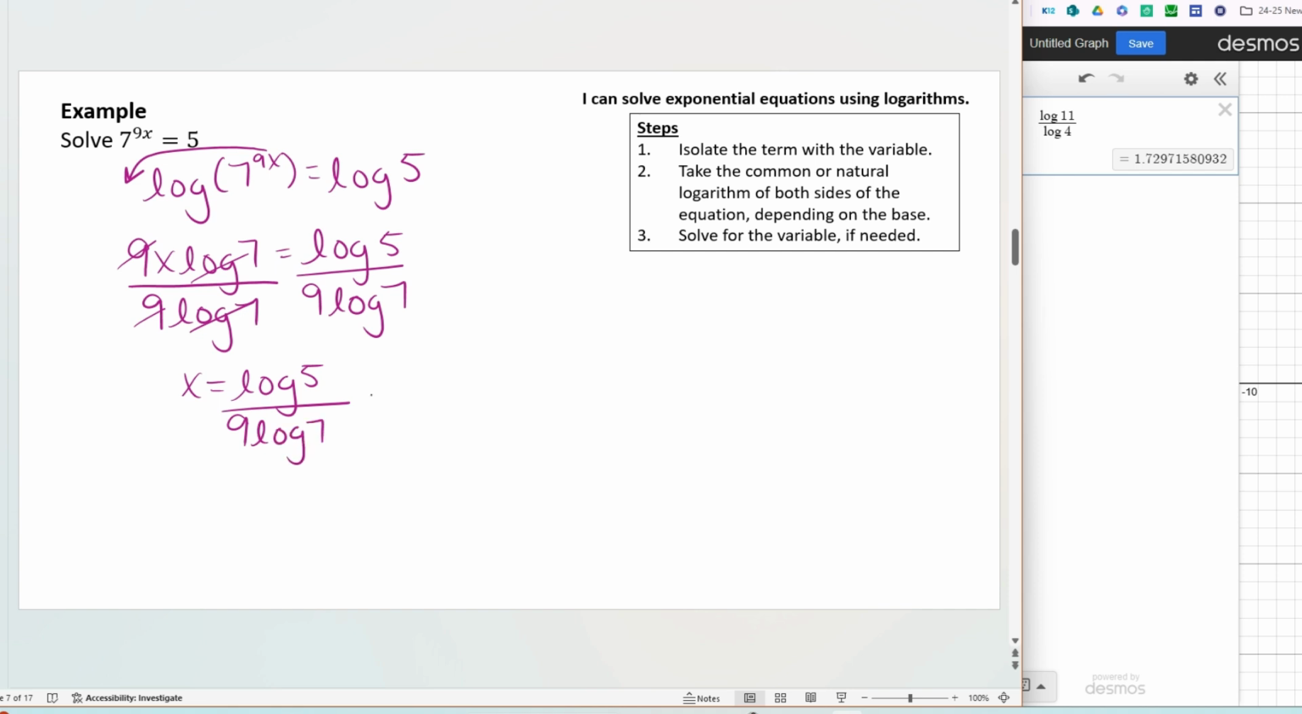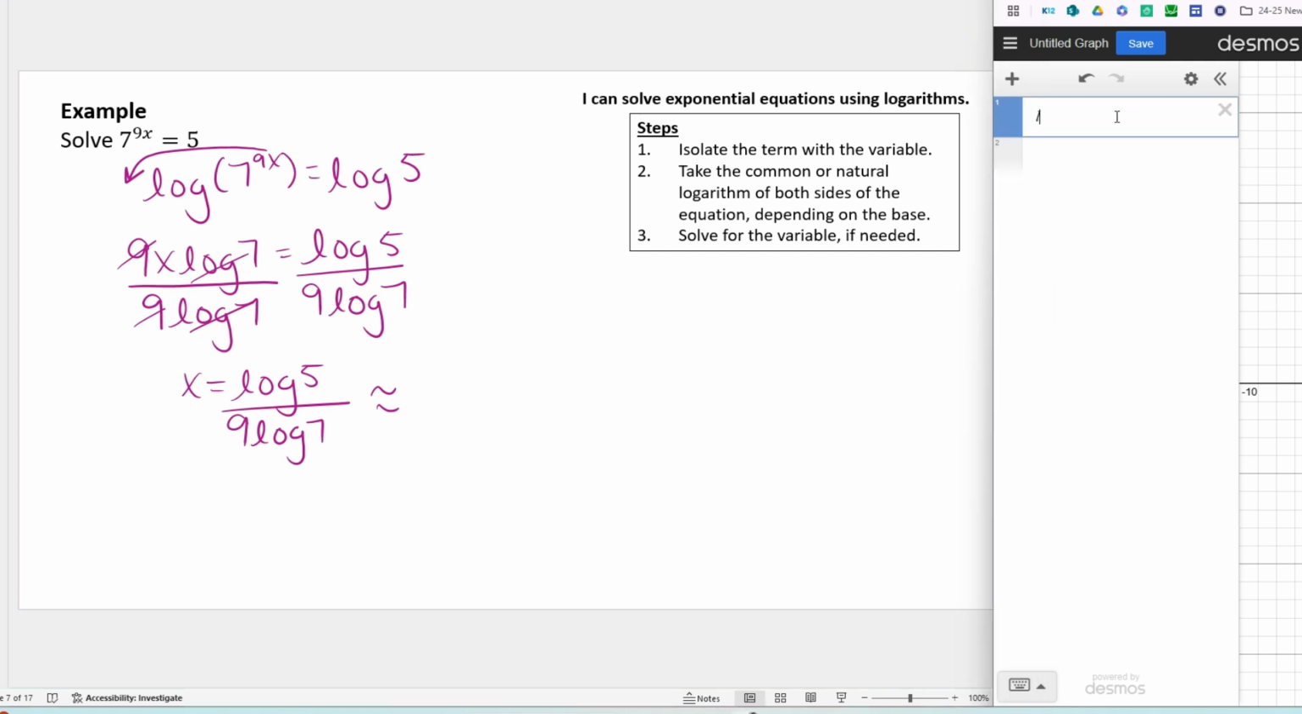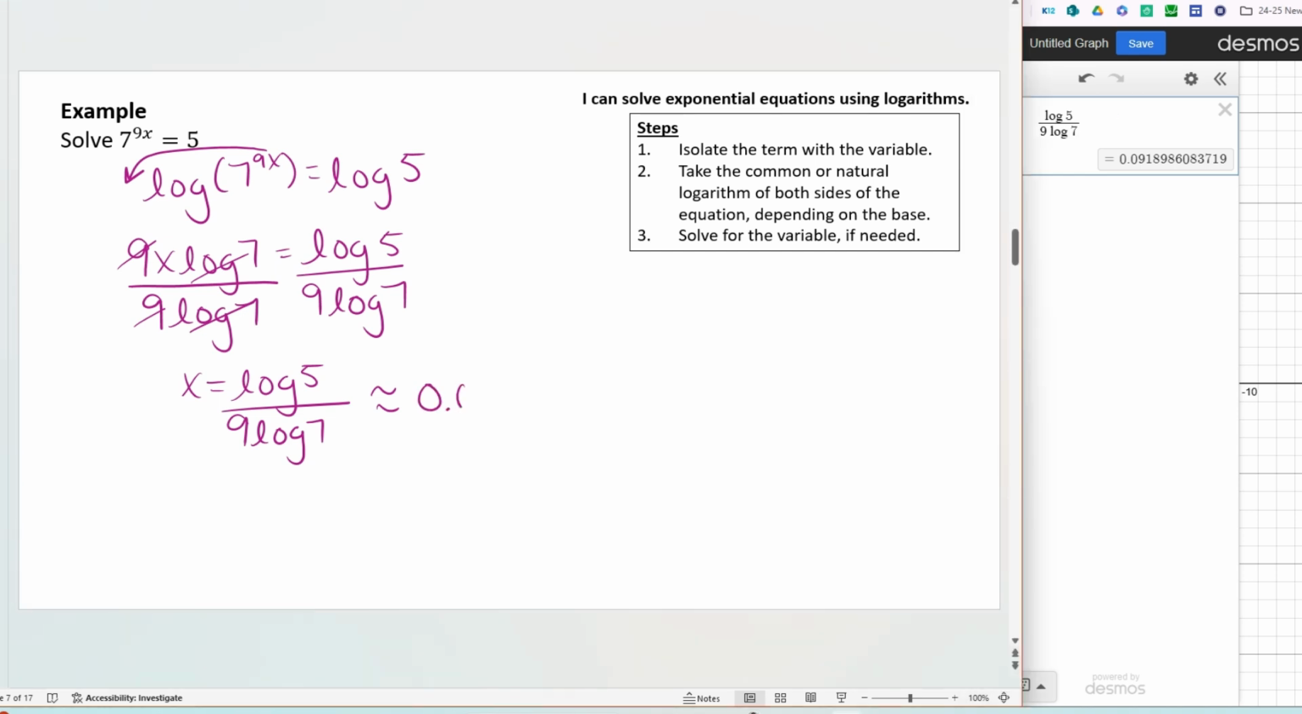Okay, and what I can do now is approximate this value using my calculator. I'm just going to go ahead and do log 5 divided by 9 log 7. Okay, and so we can go ahead and round this now. We have 0.0919. Okay, so that's going to be rounded to 4 decimal places there.